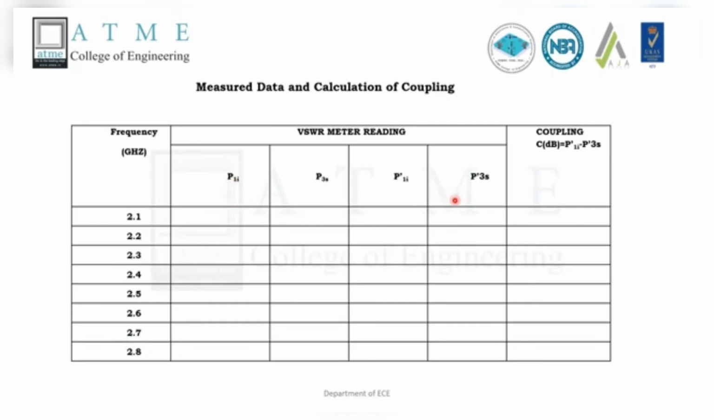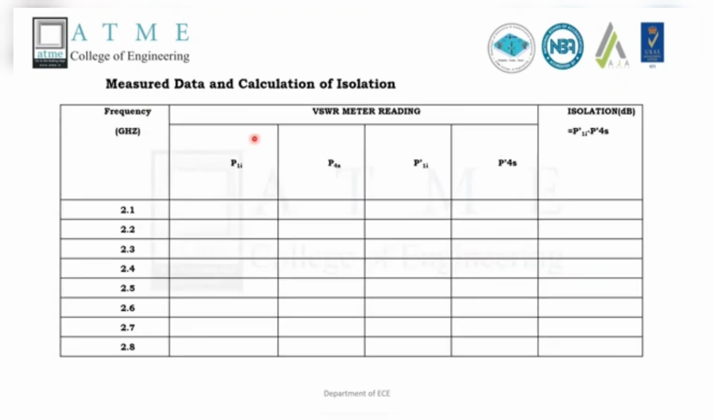So we have to record the readings from 2.1 to 2.3 gigahertz, port 1 to port 3 to measure the coupling, and we have to take P1 dash and P3 dash from the calibrated graph, and coupling is calculated by subtracting P3 dash from P1 dash, which gives you the coupling characteristics.